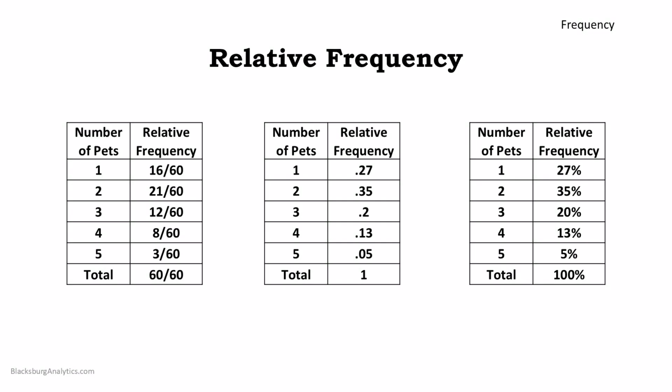Frequency can be changed to relative frequency. Relative frequency is the number of observations in a class divided by the total number of observations. Relative frequency can be expressed as fractions, decimals, or percentages. Relative frequency for any category has to be 0 or greater and not more than 1. The sum of relative frequencies must add to 1.